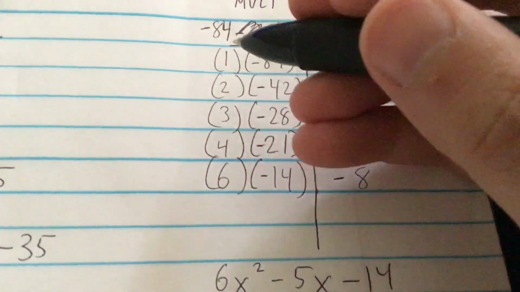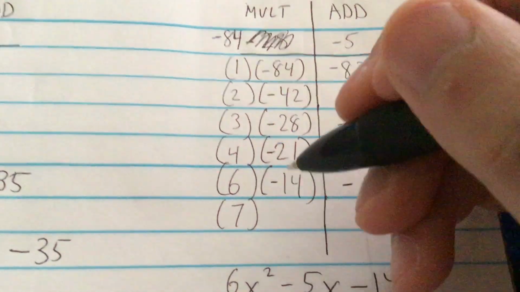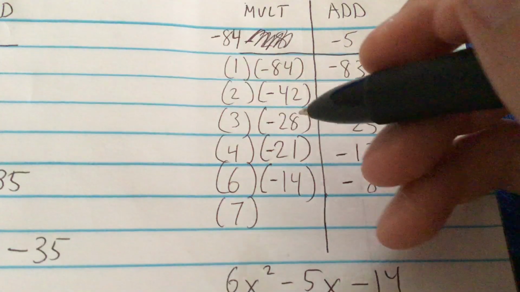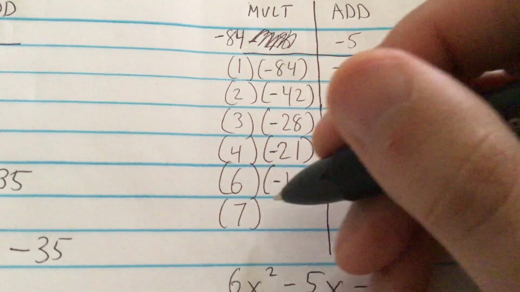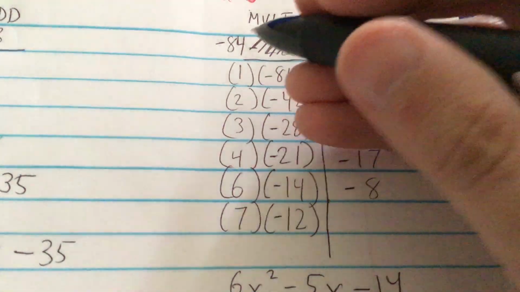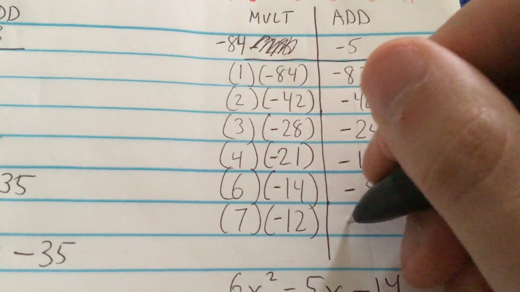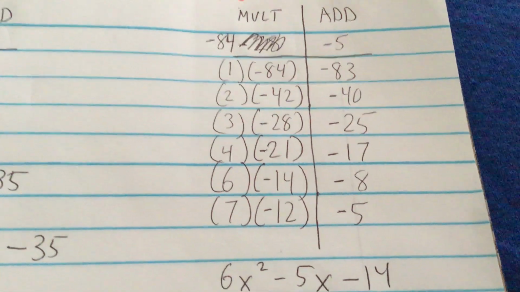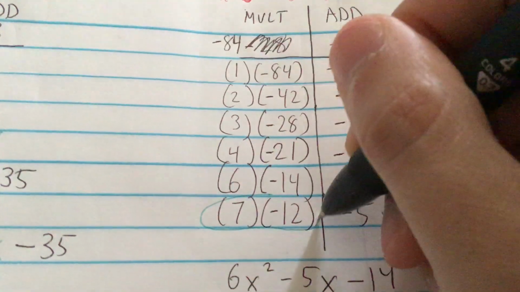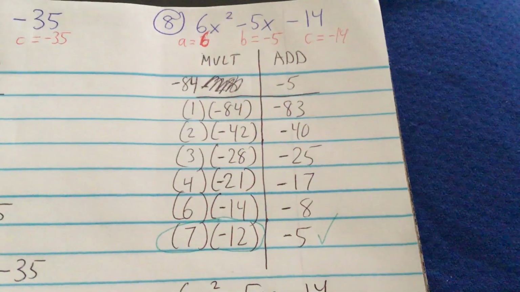Can 7 go in there? Yes, I believe it can. 7 goes into negative 84 12 times. So 7 times negative 12 is negative 84. And added together, 7 plus negative 12 is negative 5. There we go. Bingo. So I didn't know that combination. I'll be honest with you, I have a bachelor's in math, and sometimes it takes me this table to figure it out. Try until you fail.